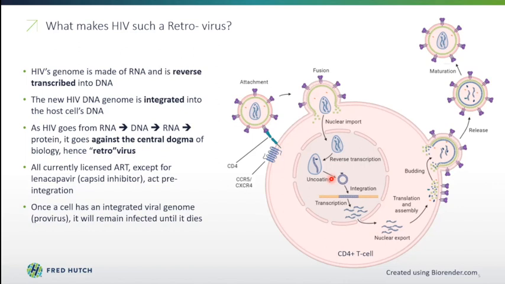And what's important to remember is that all currently licensed antiretroviral therapy drugs, except for the newly licensed lenacapavir, which is a capsid inhibitor, they all act pre-integration. And so what this means is that ART is very effective at preventing a cell from becoming infected, but once a cell is already infected and has that HIV genome integrated into its genome, then that cell is going to remain infected for as long as that cell survives. And another point of terminology, we call this HIV genome that's been integrated a provirus.